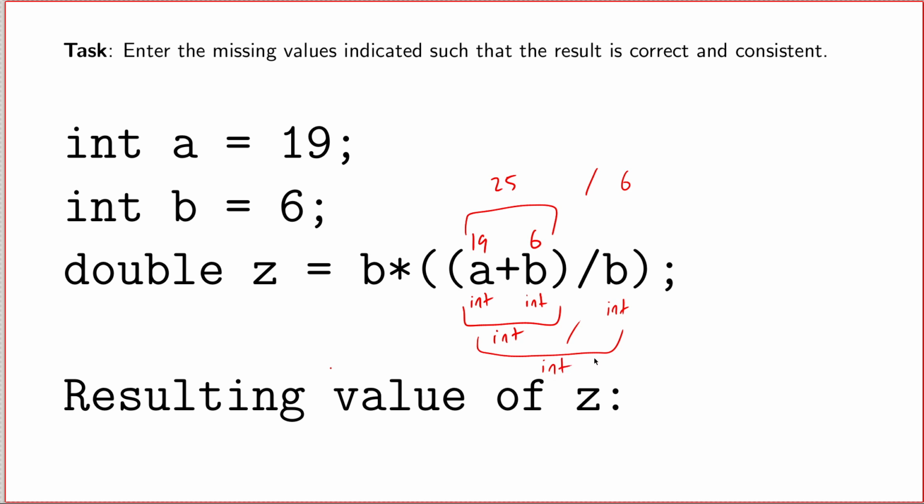So here's the one we get on the practice exam. 25 divided by 6, if the result has to be an int, will actually just come out to be 4. And then I get b, which is 6 times that, so b is an int. Int times int equals int, and the result is the integer 24, which I assigned to z. Now z is a double.